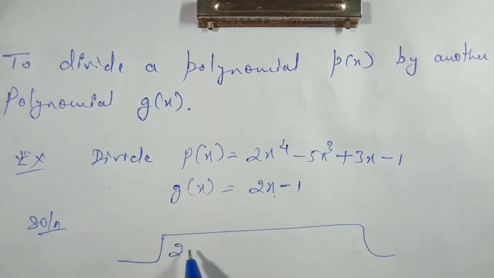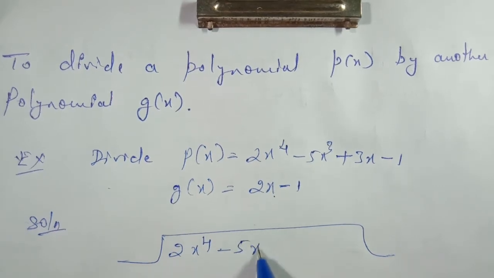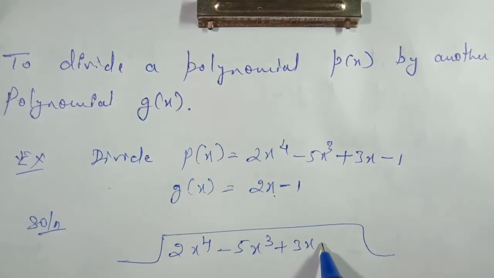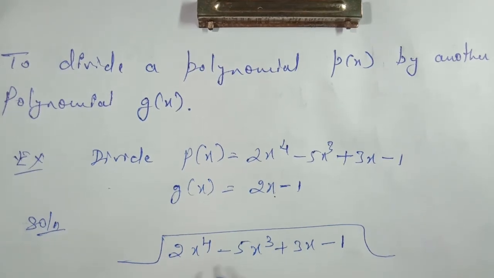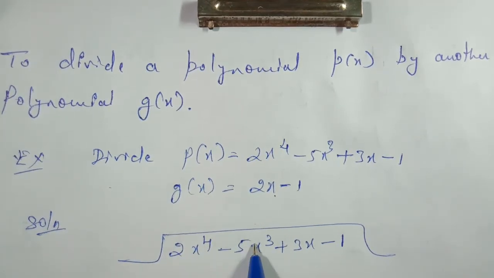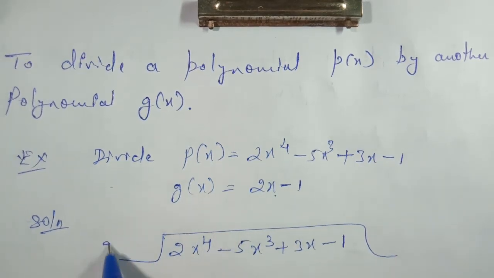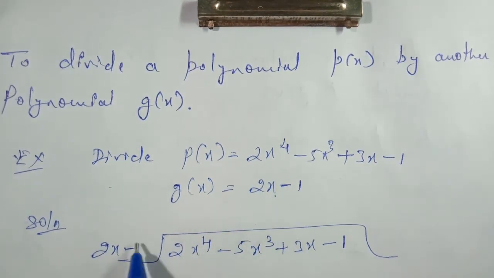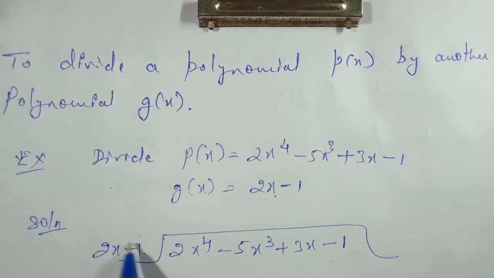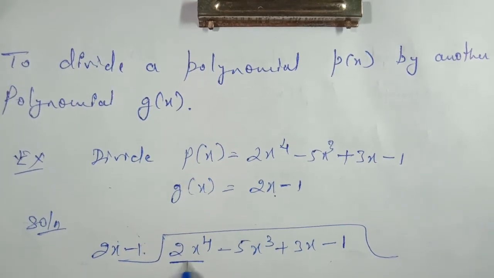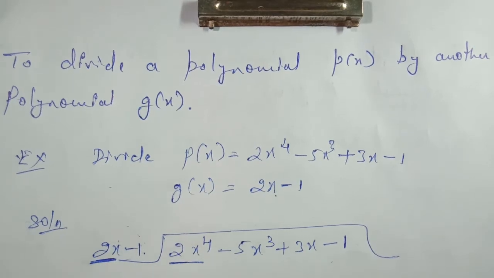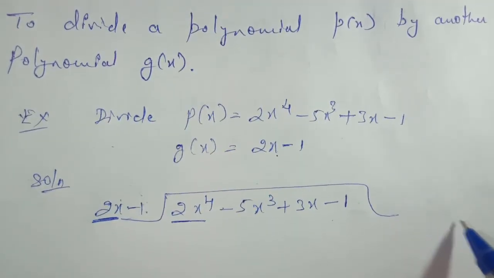See the process. Whenever we have to divide any polynomial by another polynomial, you have to check their order. They should be in order. Order means highest power, then lower, then the term without variable. It is already in order. Then come to the divisor. This is called the divisor and this is called the dividend. 2x minus 1 is also in order: one power and then the term without variable. Now select the highest degree and highest power. Now the rough work starts.